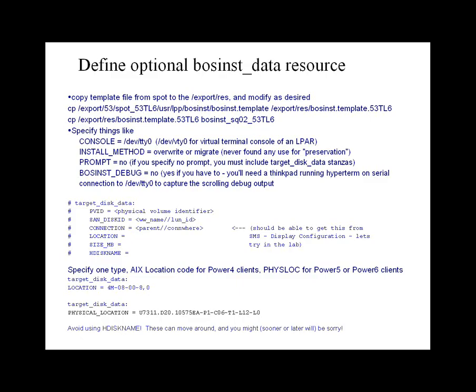Prompt, yes or no. You want to be prompted on the menus, or no, I don't want to be prompted. If you specify no prompt, you have to include in the BOSINST data file target disk data stanzas. I'm not going to be prompted to select a disk. I have to tell it what disks to install on. Now, that's not a total showstopper. If you do happen to have a wrong address in the target disk data stanzas, or a disk that doesn't exist, it will fall into the menus for you to select.